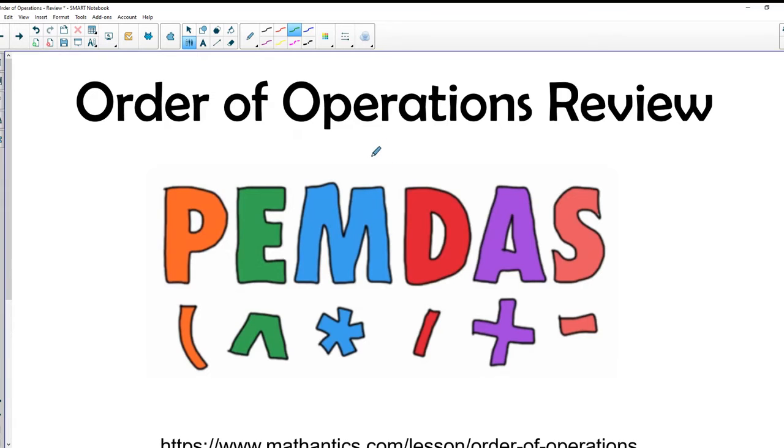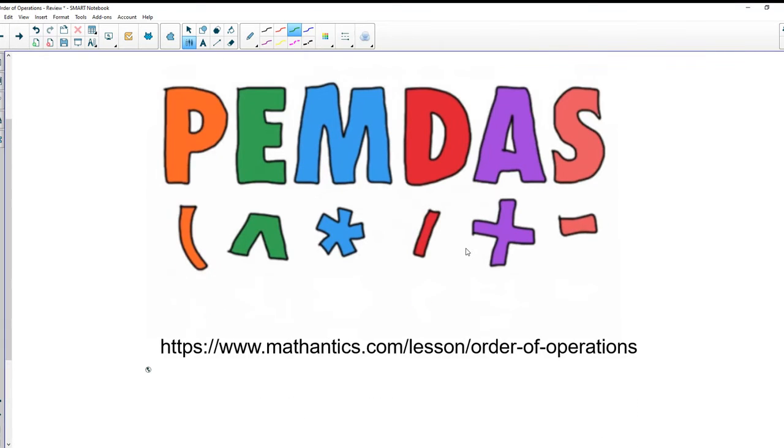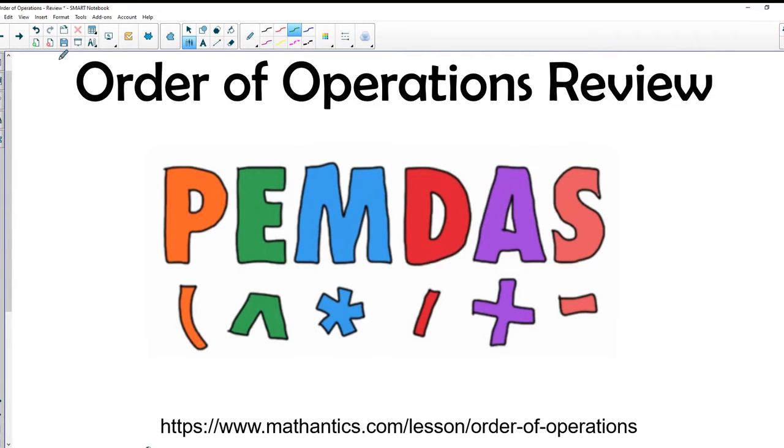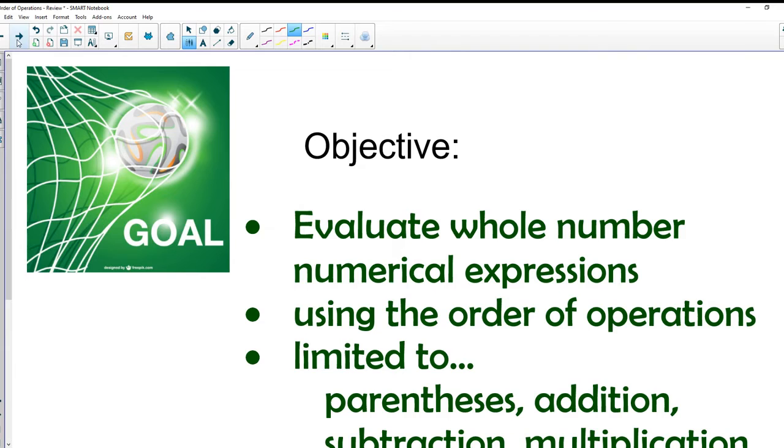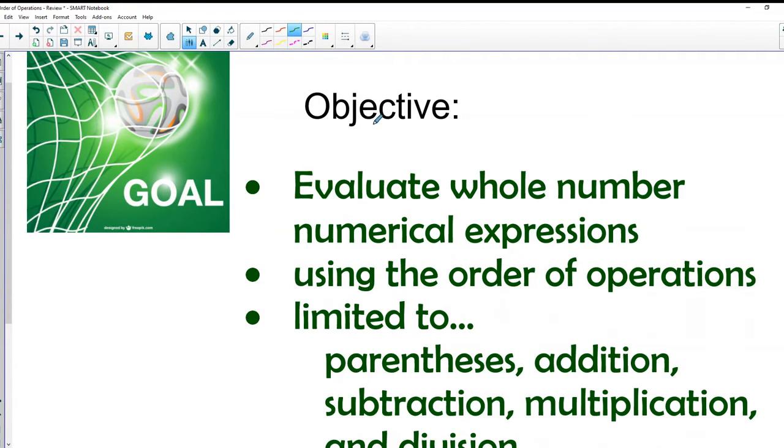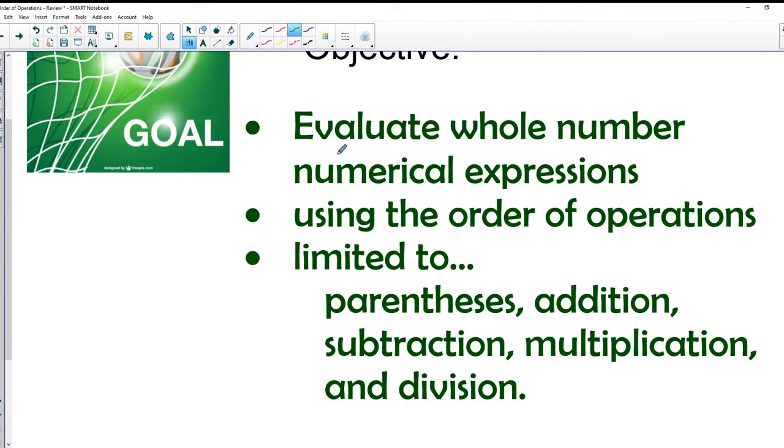Order of operations review. We all remember the phrase PEMDAS, which stands for Please Excuse My Dear Aunt Sally. So that's kind of an important thing. There's lots of videos out here. Here's one on mathematics if you want to check that one out. So what that basically means is when it comes to evaluating whole number expressions, we need to use the order of operations with these orders in mind, limited to parentheses, addition, subtraction, multiplication, and division.